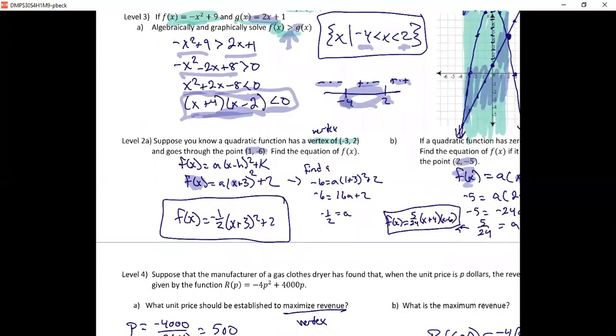Next problem, suppose you know a quadratic function has a specific vertex and goes through a point. How do we find the equation of f? Since we know the vertex, let's start off with vertex form. Plug in what we know.